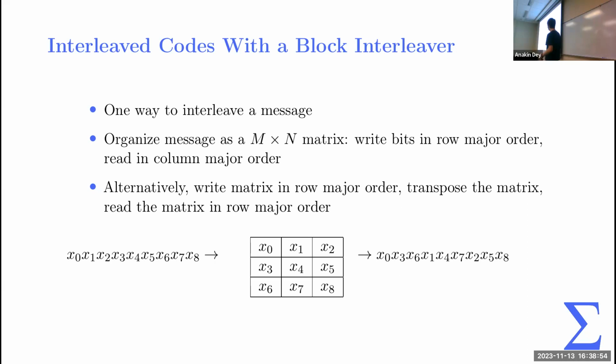After they're in row major order, we can get a different ordering by reading them out in column major order. So if I feed in x to the 0, x to the 1, and so on, I get x to the 0, x to the 3, x to the 6, x to the 1, x to the 4, x to the 7, and so on and so on. And this is really nice because it is very easy to implement. You can also envision it as writing in row major order, taking the transpose of the matrix, and then reading it out also in row major order. Either works.